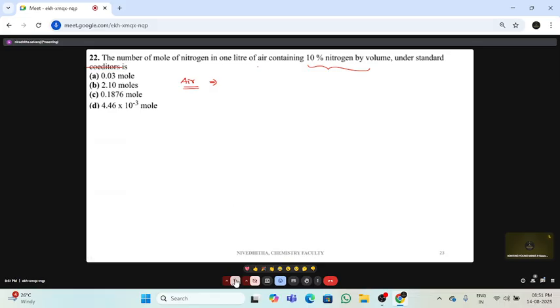See, they are talking about 1 liter of air. 1 liter of air contains just 10 percentage of nitrogen by volume. So, what is the 10 percentage in 1 liter? 1 into 10 by 100, right? So, what is the 10 percentage then? It is 10 power minus 1 liter, right, Kana? So in 1 liter of air, 10 power minus 1 liter of nitrogen is present. So it is nothing but 0.1 liter of nitrogen.